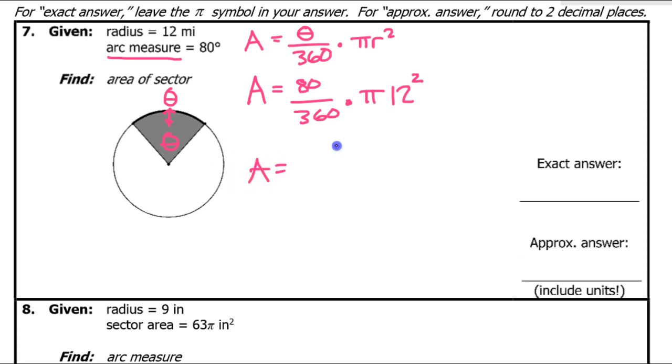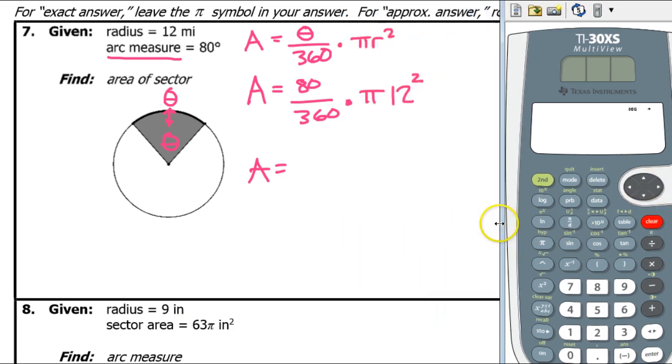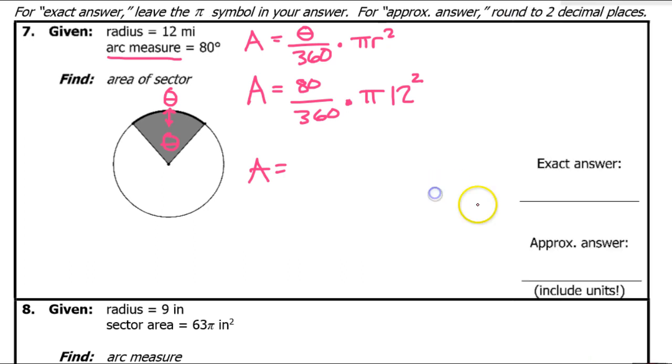So actually, I can put this entire thing into my calculator right now. Let me move this over a little bit. So I can go 80 over 360 times pi, and I can even go 12 squared like this. So that is 32 pi. So that is what's meant by an exact answer, 32 pi.